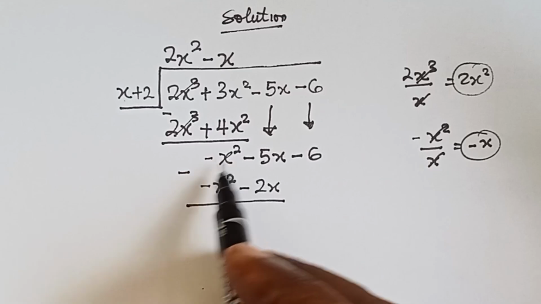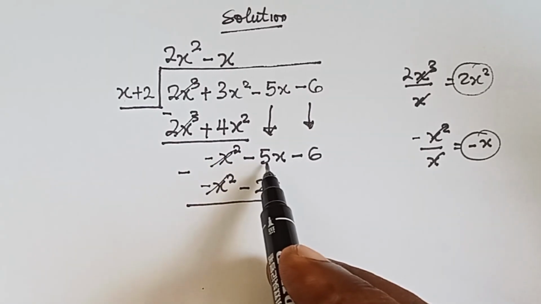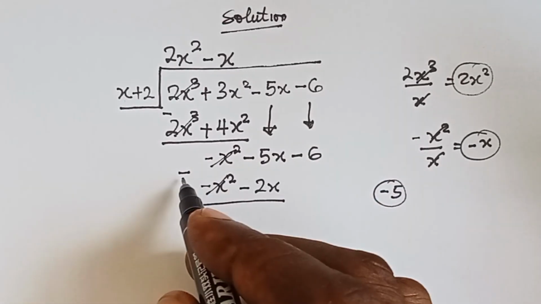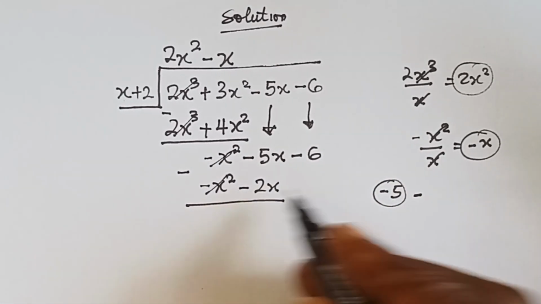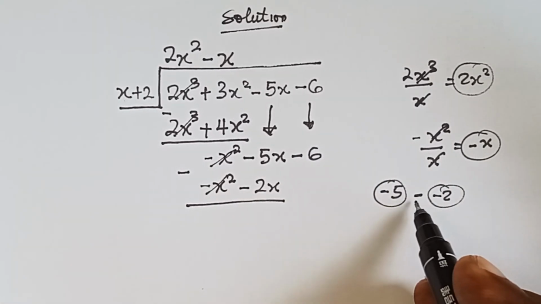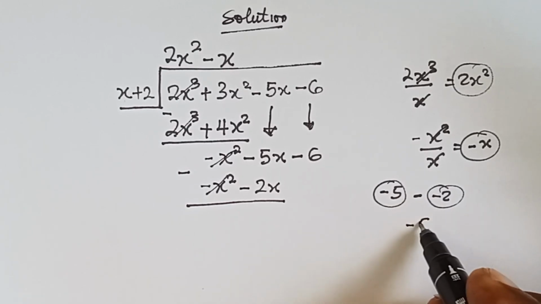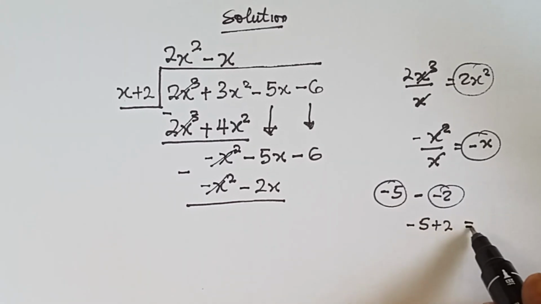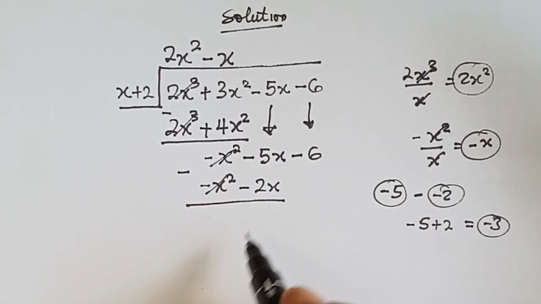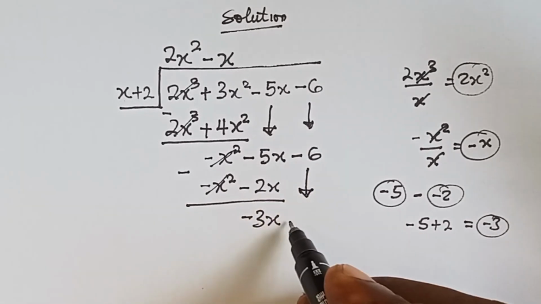Now minus x squared minus minus x squared will give us 0. Why minus 5x? Let's write it. We have minus 5. This is the minus 5, minus 2. This is the minus 2. Okay, so we have minus 5 minus 2. We multiply these signs. Minus times minus will give us plus. That gives minus 5 plus 2. Minus 5 plus 2 is minus 3. So that means minus 5 minus 2 will give us minus 3x. Then we bring minus 6 down again.